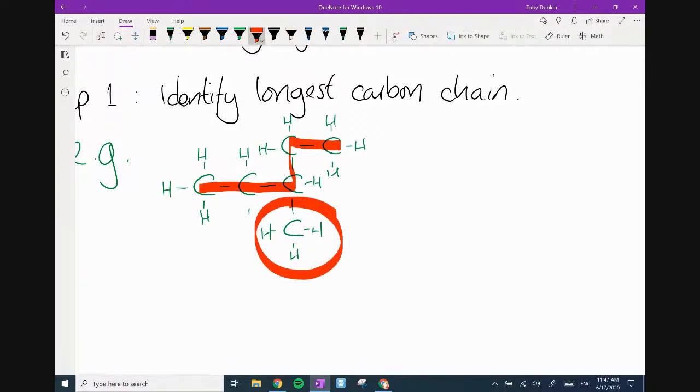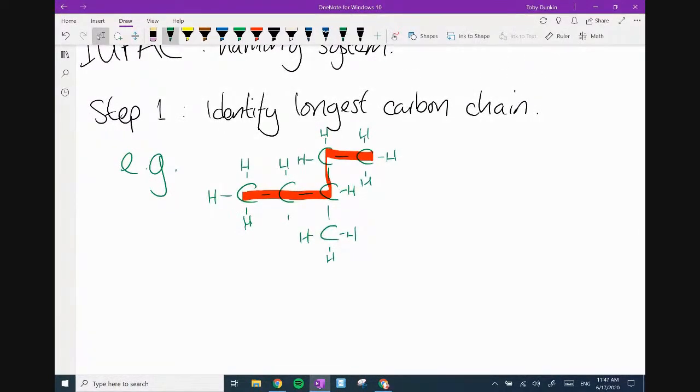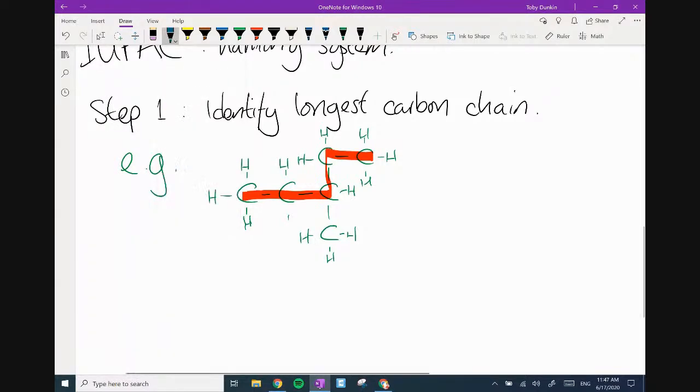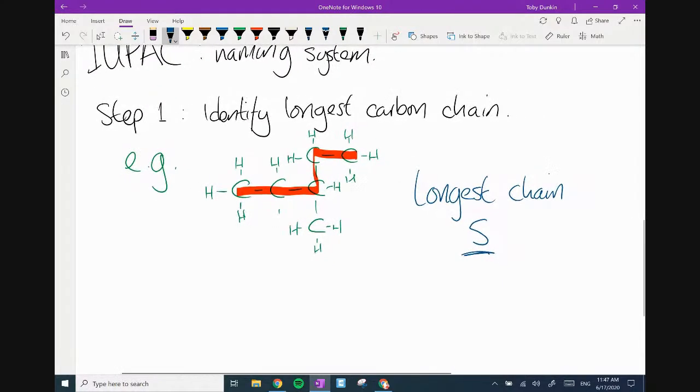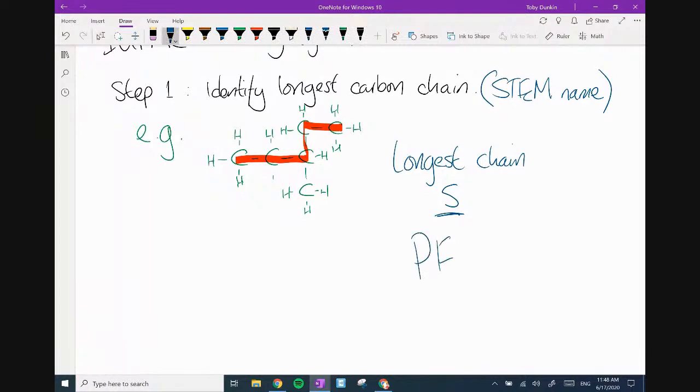This becomes what's called a branch. You guys don't need that technically for GCSE, but I'm going to teach it to you anyway. So this here, longest chain of 5, I'll put in blue. Longest carbon chain, 5. So step one, identify the longest chain, and we now get what's called the stem name. In this case, 5 becomes pent.